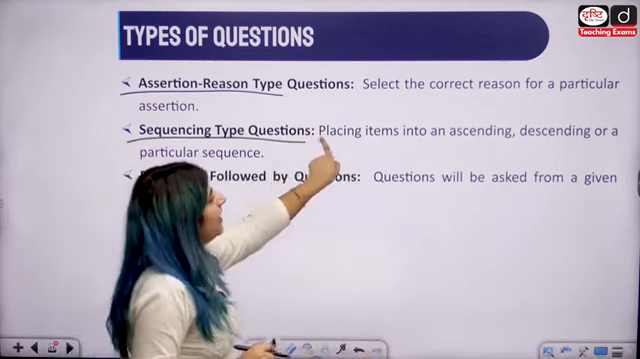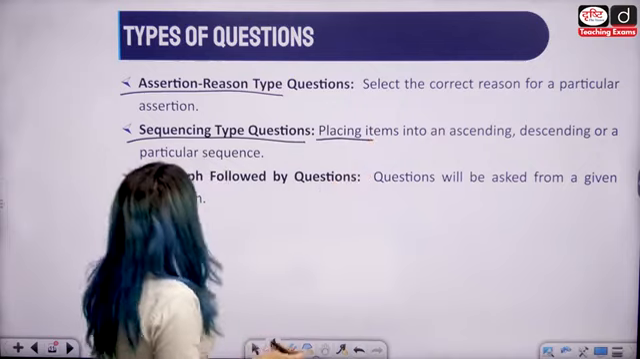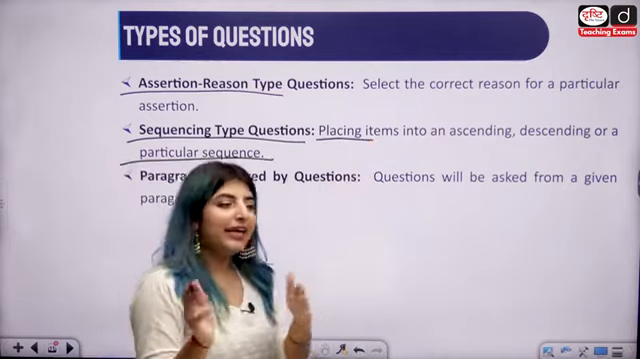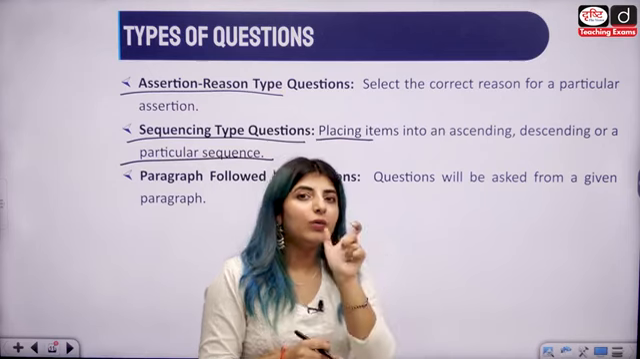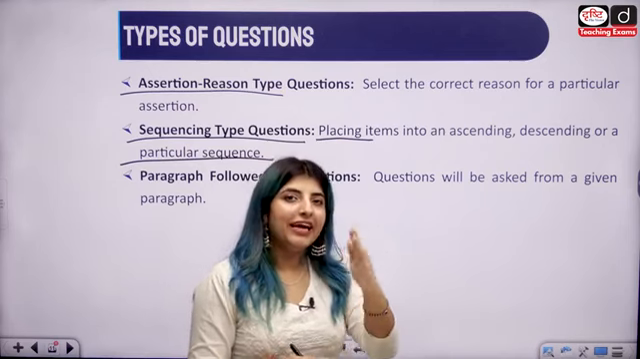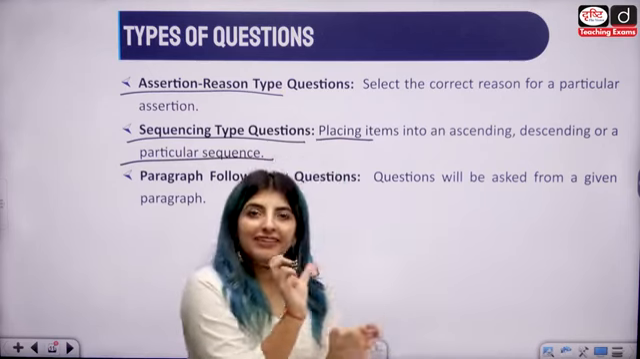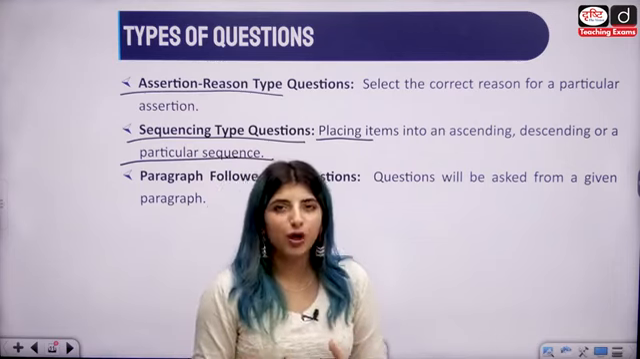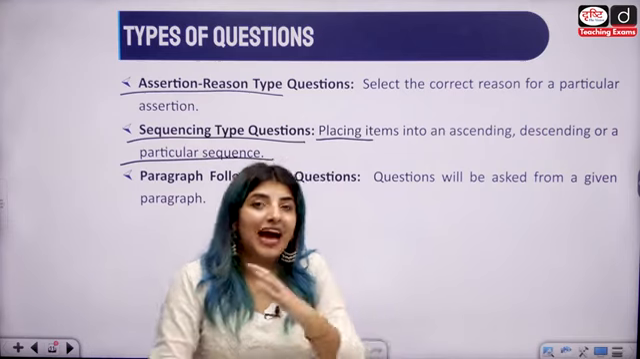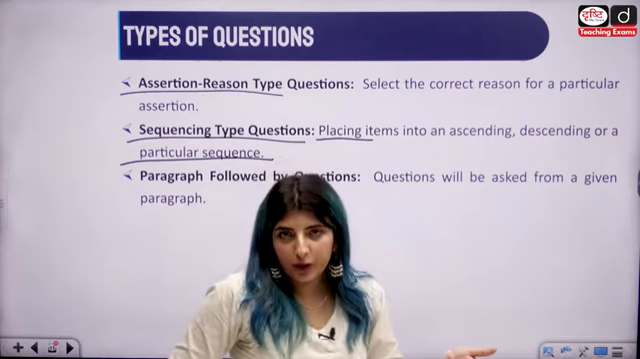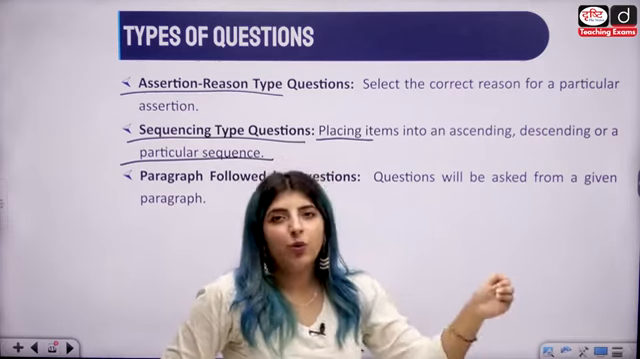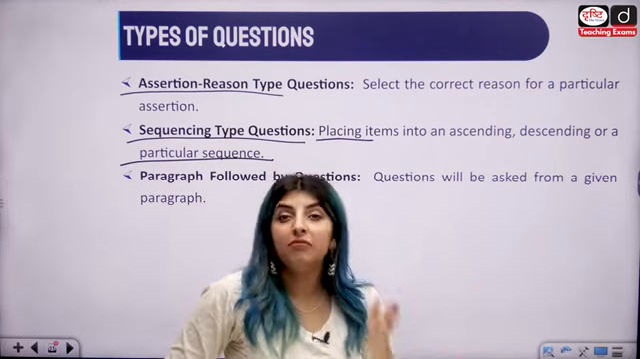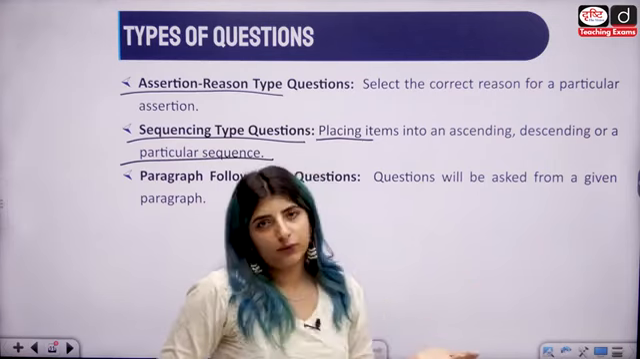Sequencing type questions, placing items into an ascending, descending or a particular sequence like A, B, C, then they will leave one thing as a blank there, then E, F, G. So the missing sequence here is D. This is the easiest example that I could give you to have an understanding about what types of questions are asked. So numbering sequence, alphabetical sequence, missing letter, etc. They do ask questions like that.